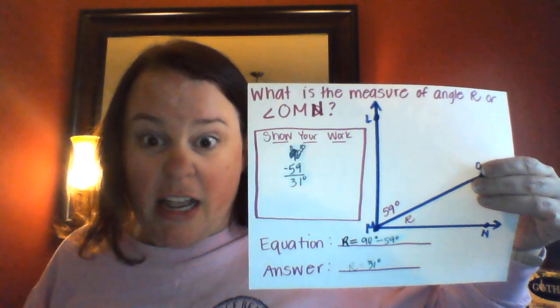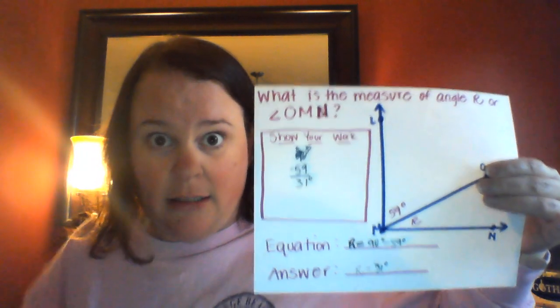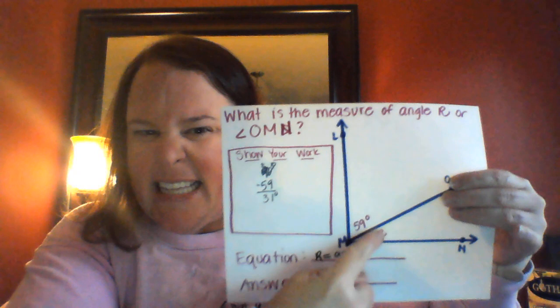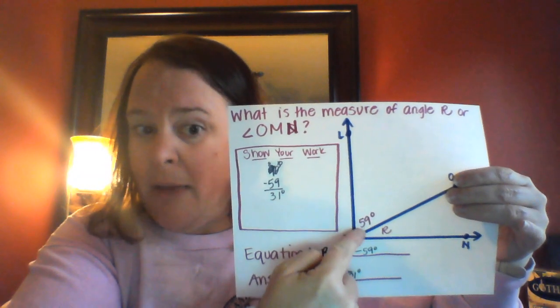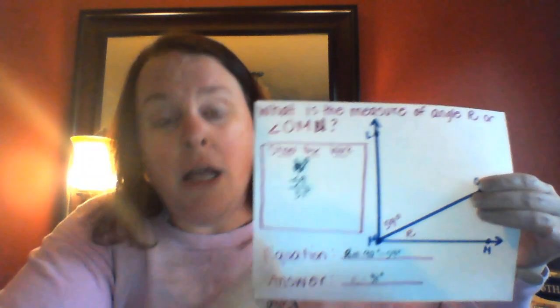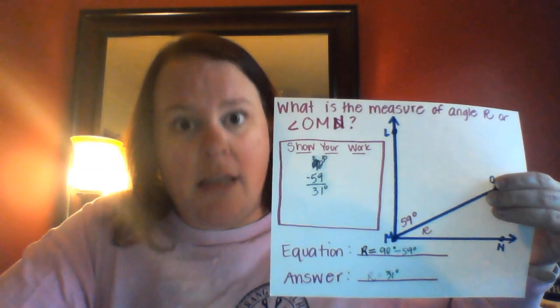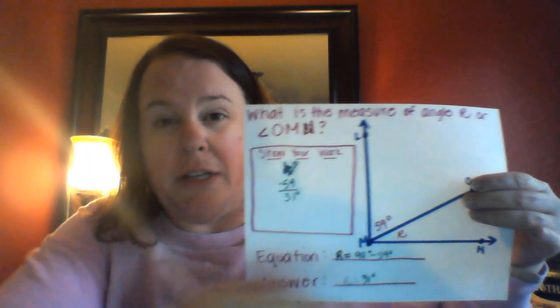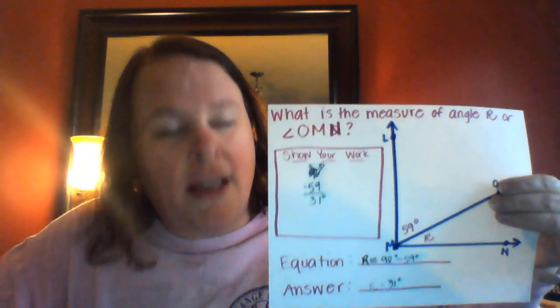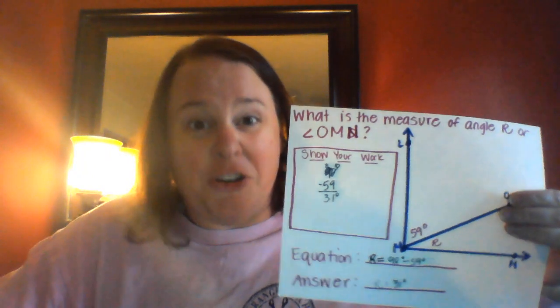Is my answer reasonable? Yes, because it's an acute angle, and this angle is even smaller. You can see with your eyes it's smaller than this angle, so my measurement should be less than 59. But I can check that, can't I? Yes, I can check it by adding 59 degrees plus 31 degrees, and what should my answer be? That's right, it should be 90 degrees, my right angle.